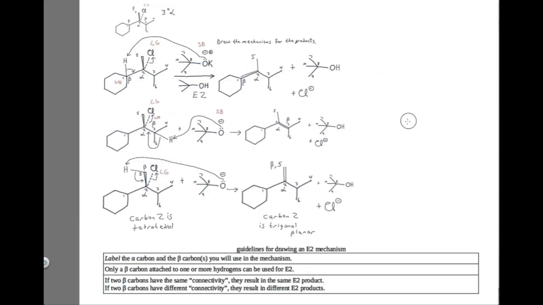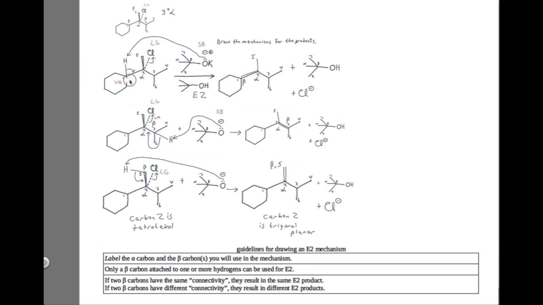So we finished this problem. Let's review some helpful guidelines that we used here. The most important guideline, I think, was labeling the alpha and the beta carbons. In this picture, I labeled the alpha carbon and all the beta carbons. And then in each mechanism, I specifically labeled the beta carbon we were using for that mechanism.